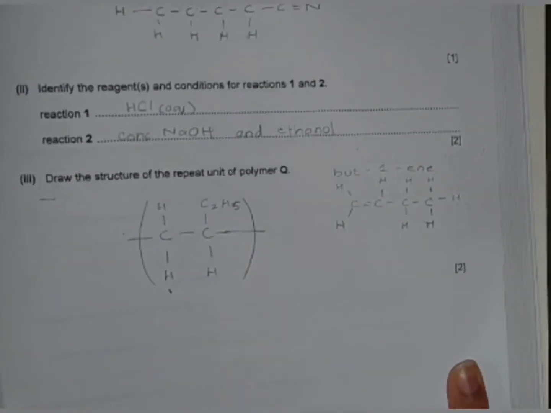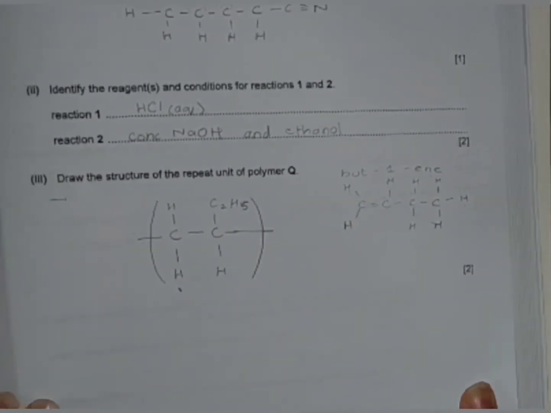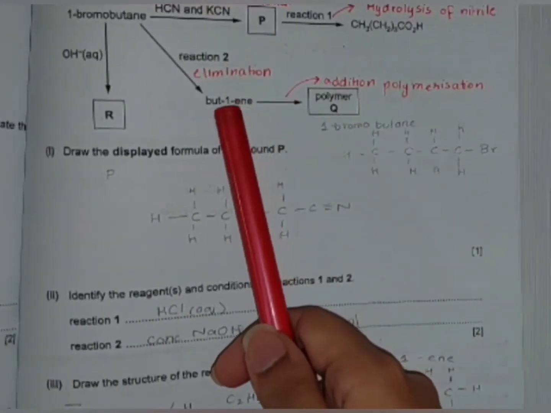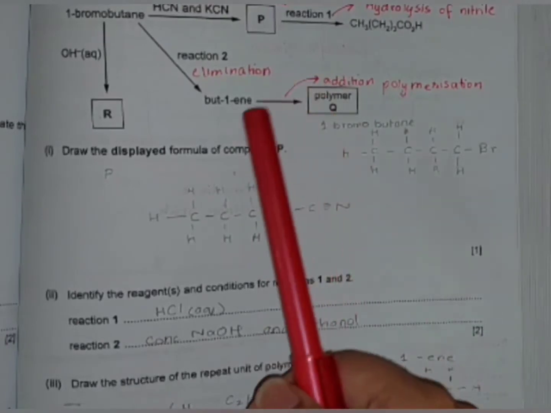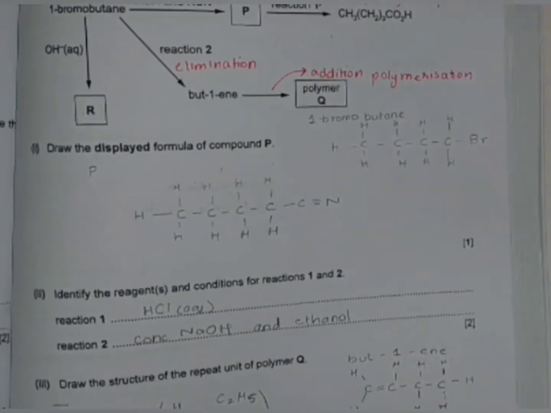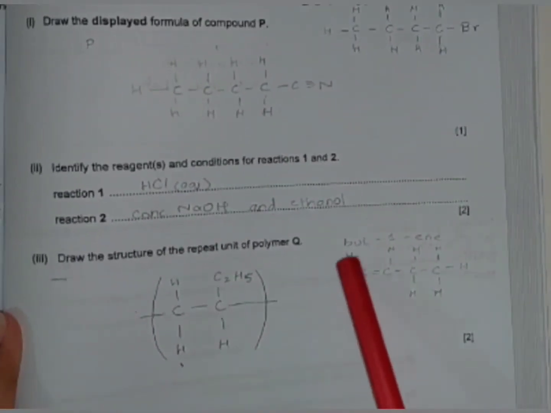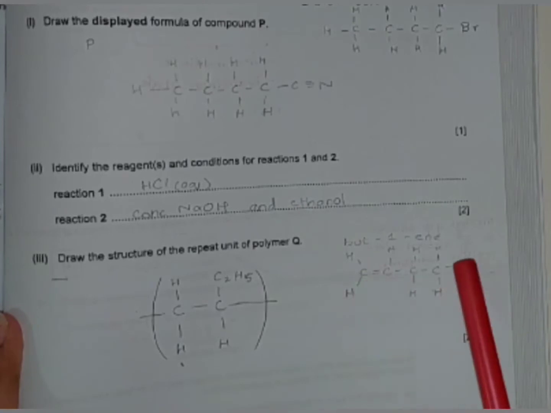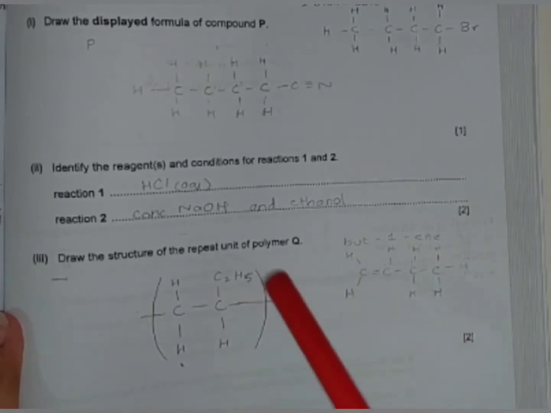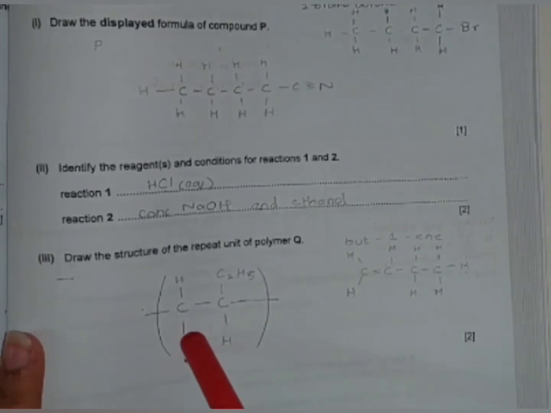Draw the structure of the repeat unit of polymer Q. Okay, so polymer Q is being made. Whenever you see an alkene being transformed into a polymer, know that addition polymerization is being done, and but-1-ene will form. This is but-1-ene, and make sure to write this alkyl group in short form whenever you are writing an addition polymer repeat unit.